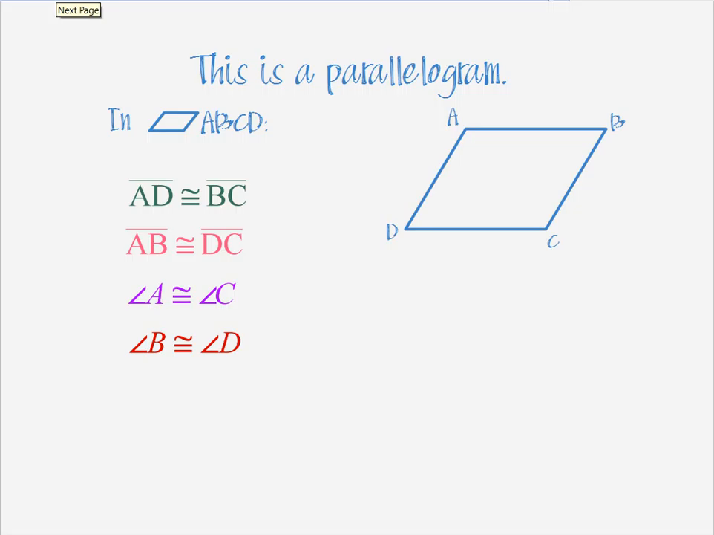There's one more super important feature of a parallelogram, and this is why it's called a parallelogram, is that I also have opposite sides that are parallel to one another. So AB is going to be parallel to DC, and AD is going to be parallel to BC. If I don't have two pairs of parallel sides, I don't have a parallelogram.